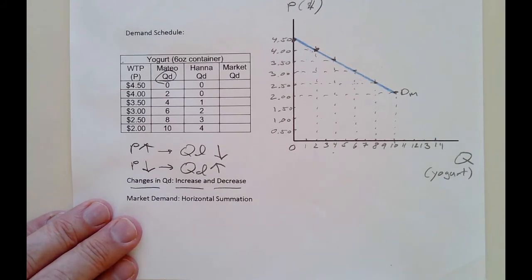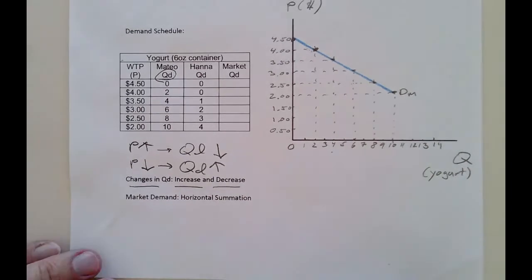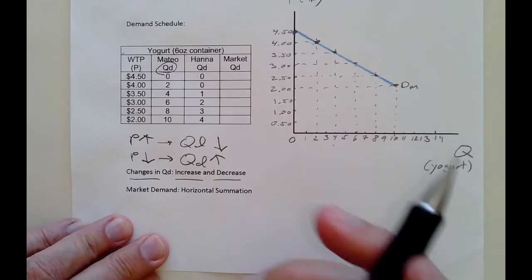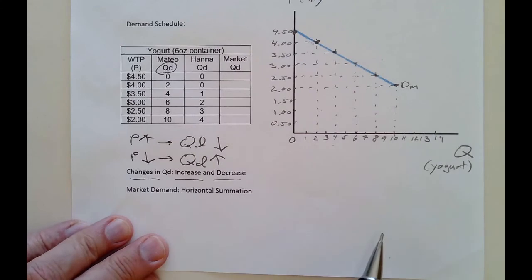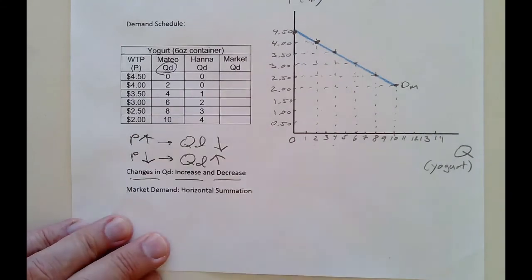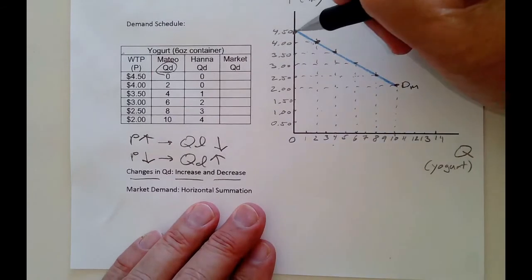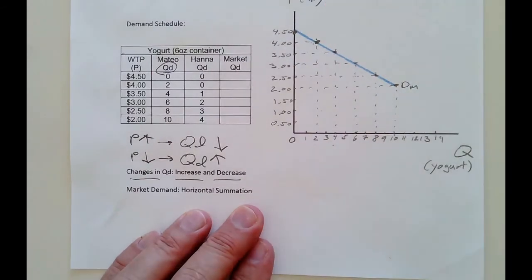Now the next step is to bring Hannah into the market. And so we're going to go from an individual demand, which is Mateo, and we're going to create a market demand where the market is going to be Mateo and Hannah. And so let's plot in Hannah's numbers. At $4.50, just like Mateo, Hannah's not going to buy any yogurt. And even at $4, Hannah is still not going to buy any yogurt.